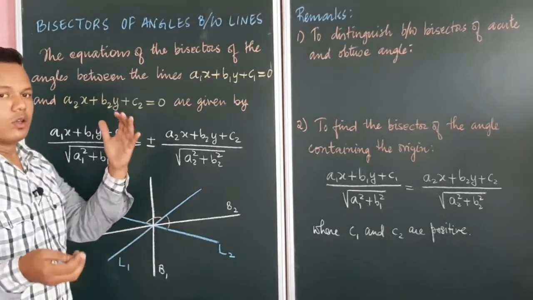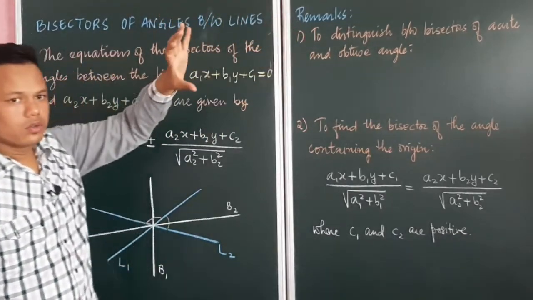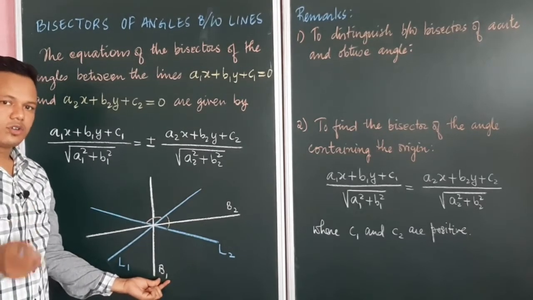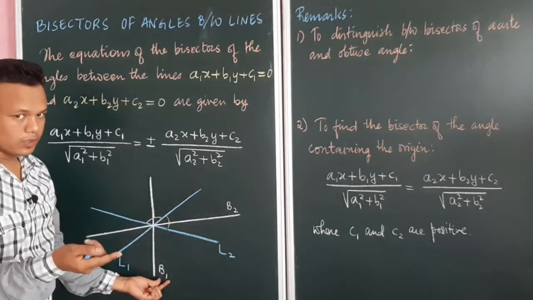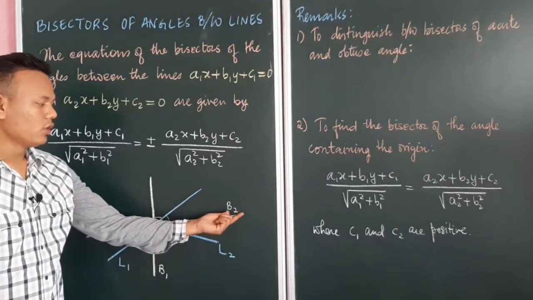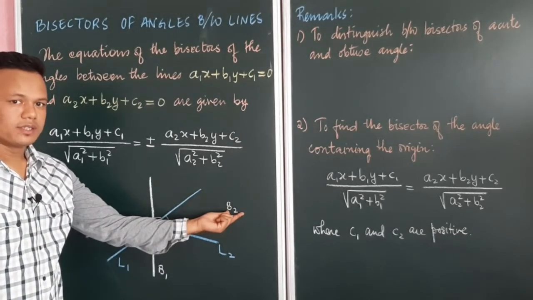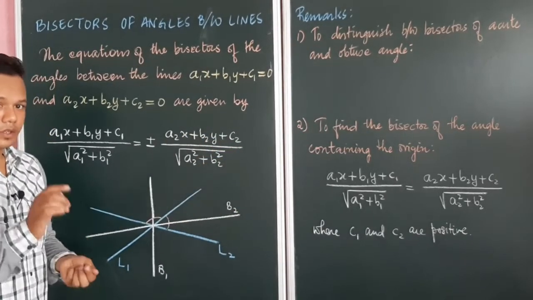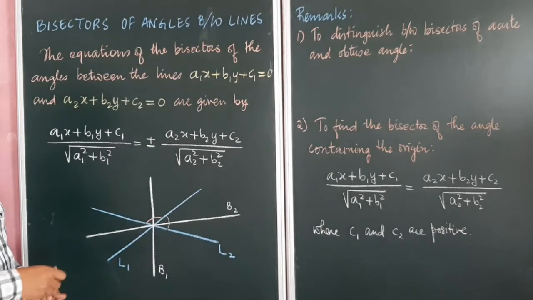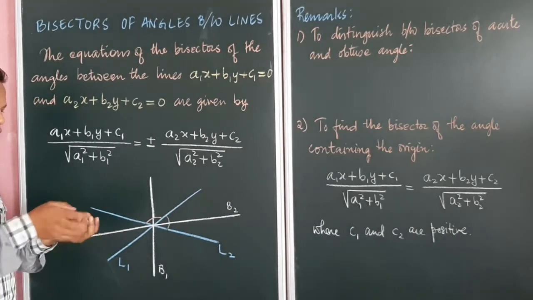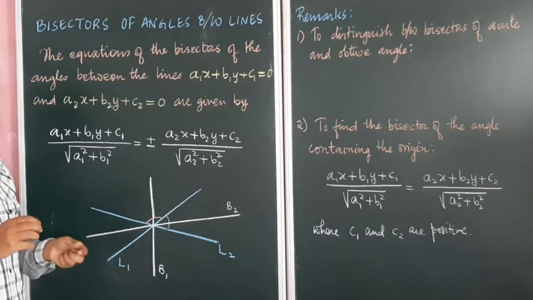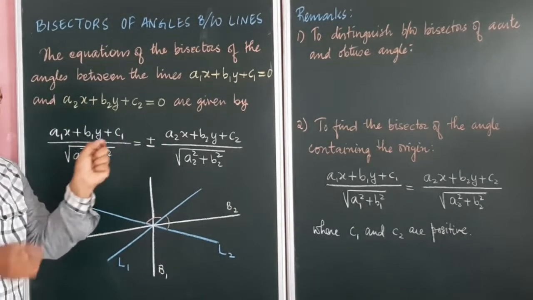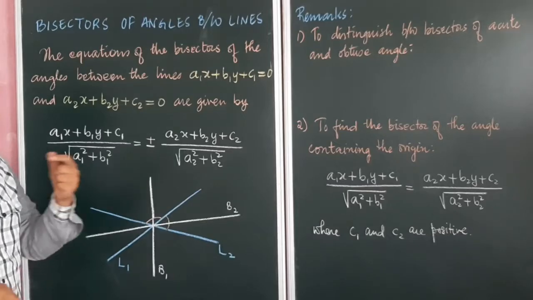So from this remark, what we want to do is identify whether B1 is the bisector of the obtuse angle or acute angle. Similarly, we will see whether B2 is the bisector of the acute angle or obtuse angle. That is our aim in this case. Before we do that, let us see what the values of tan are between 0 and 90 degrees.